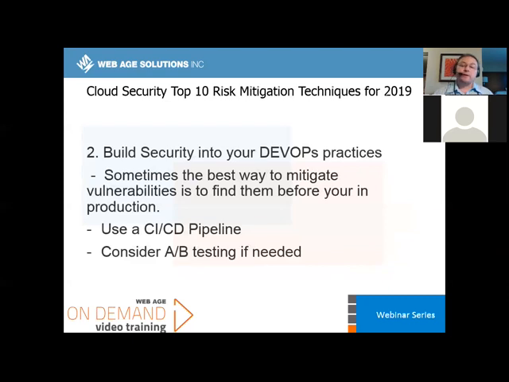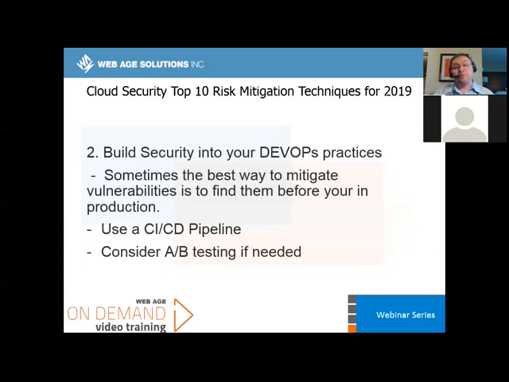Build security into your DevOps practices, right? Now, what is DevOps? Basically, it's development and operations working together to help bring about an agile environment. Now, there's 100 different definitions of DevOps, so don't take that literally. That's just the most simplified definition out there.